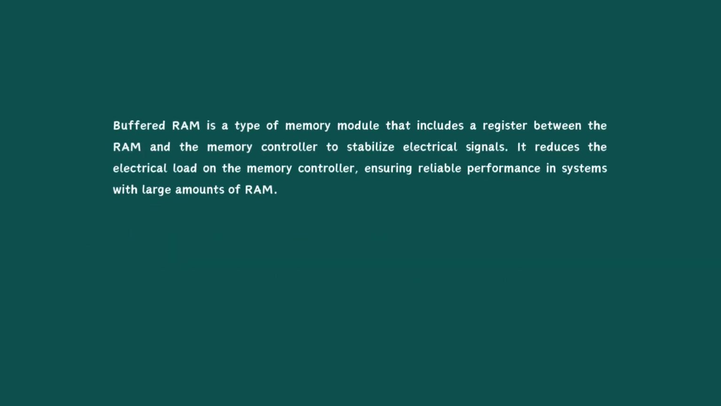Buffered RAM is a type of memory module that includes a register between the RAM and the memory controller to stabilize electrical signals. It reduces the electrical load on the memory controller, ensuring reliable performance in systems with large amounts of RAM.